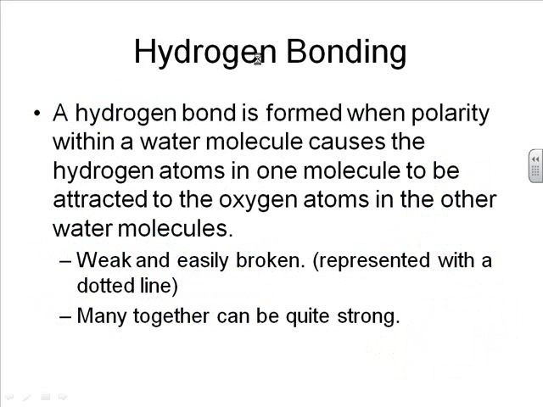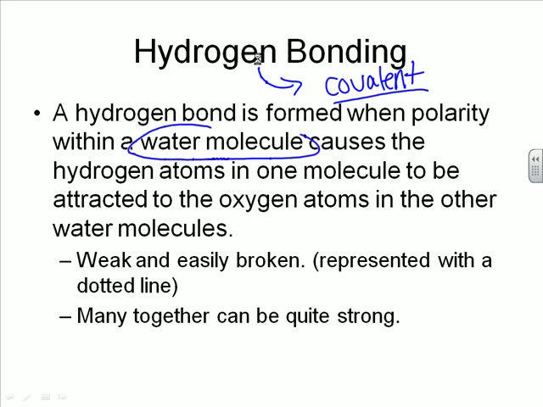Now, there is a unique type of covalent bond called a hydrogen bond. So first thing to know is this is covalent. So if it is a covalent bond, why do we give it a unique name? Because it is the covalent bond that only occurs within water. It's the bond between hydrogen and oxygen. Remember, this is a polar bond.